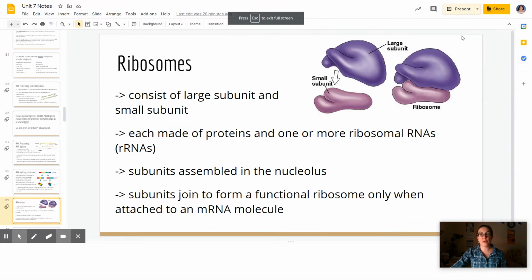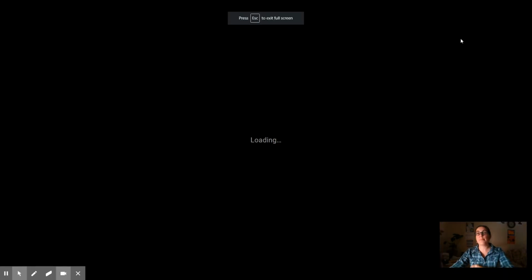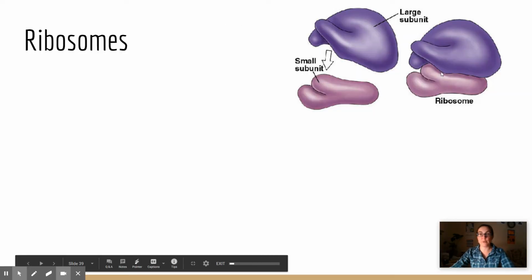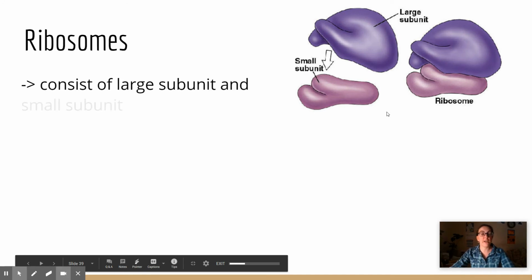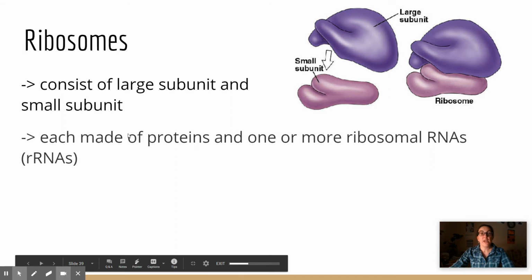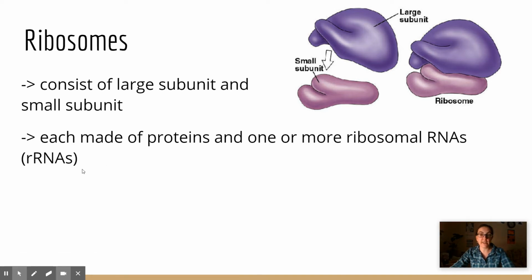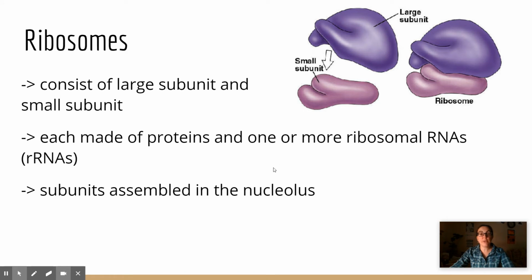A ribosome is made up of two different parts, two different subunits. There's one called a large subunit and one called a small subunit. Very difficult to remember names. Each subunit is made up of proteins and one or more ribosomal RNAs. So there's another type of RNA that actually makes up part of the ribosome. And we'll talk a little more about what its role is tomorrow. The subunits are built in the nucleolus.